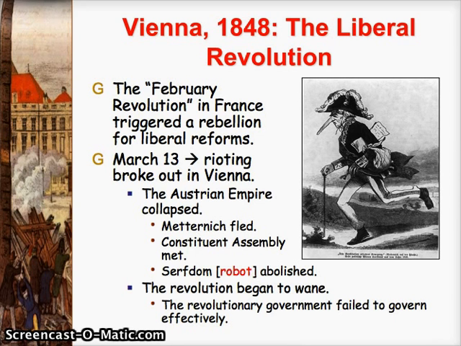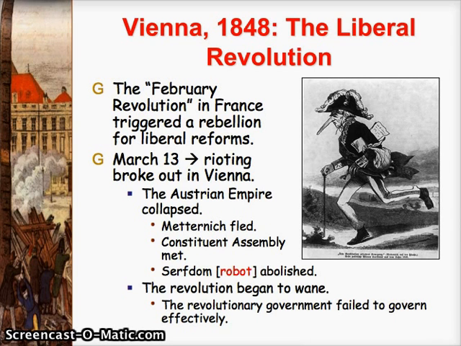But in order to try to figure out a way to establish a new government, you're going to see a constituent assembly meet, which shows some progress in the liberal direction. One of the most significant accomplishments that they make is they abolish serfdom, which in Austria we've also referred to as the robot. We've already talked about that.